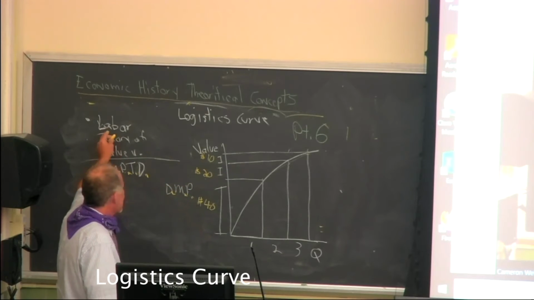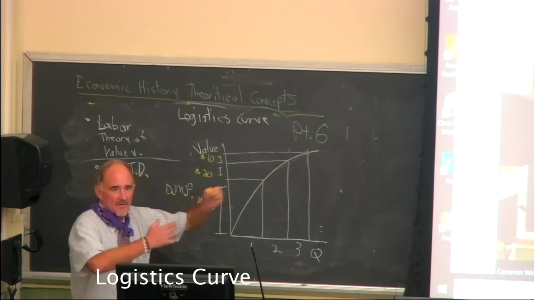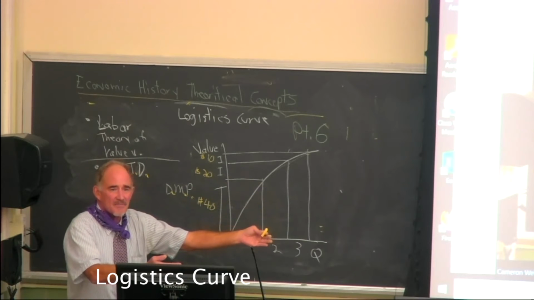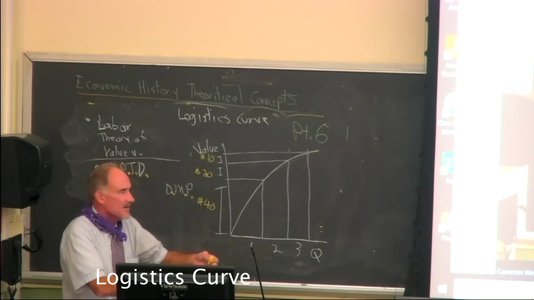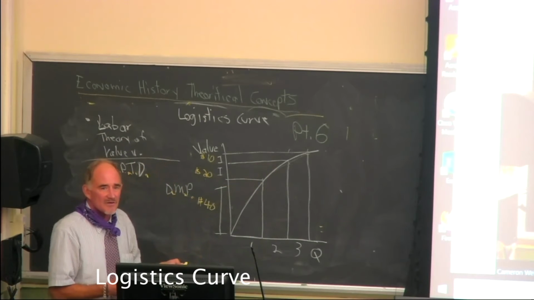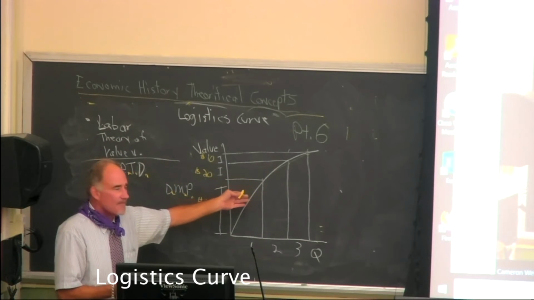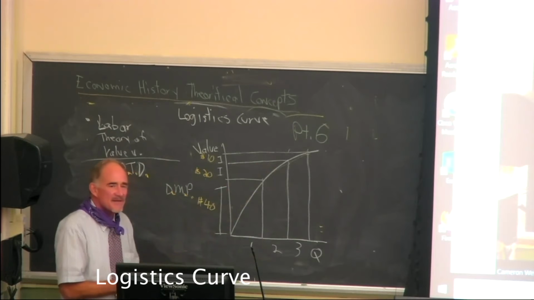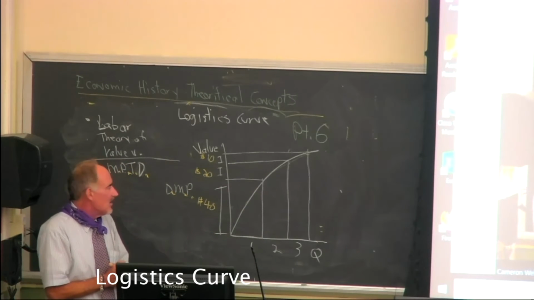So it's not a labor theory of value, where the labor time you put into something creates value. No, it's value that's realized in exchange as things are demanded. Does that make sense? All right, so from there we can look at the logistics curve.